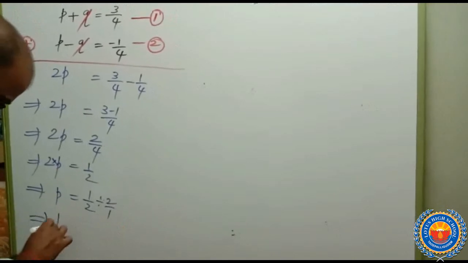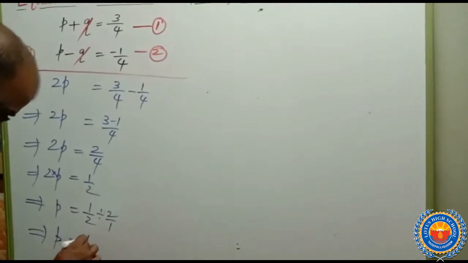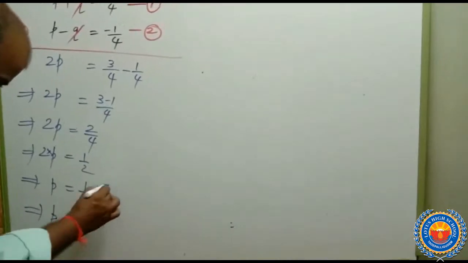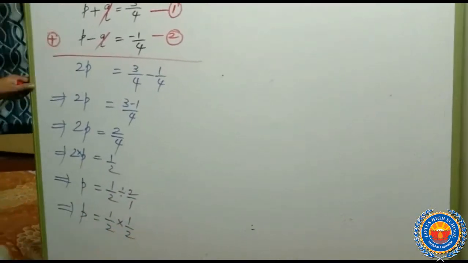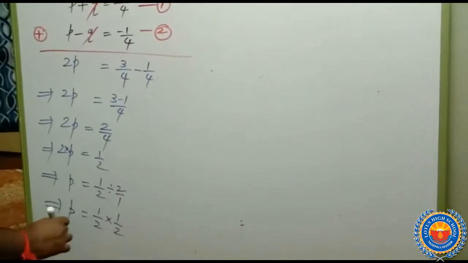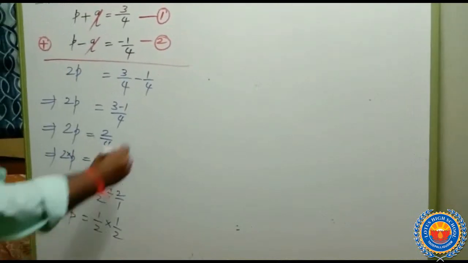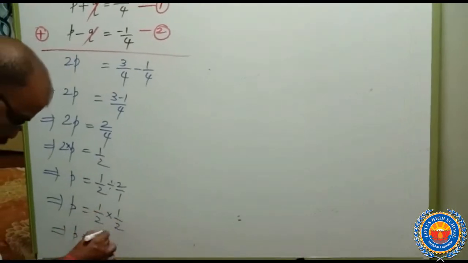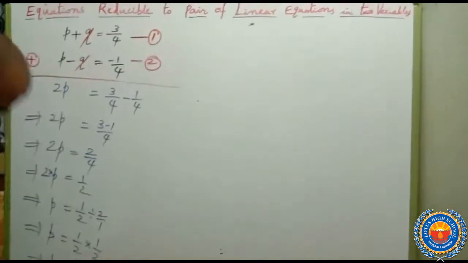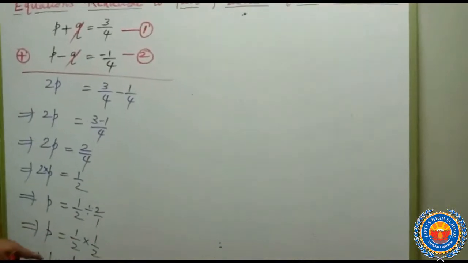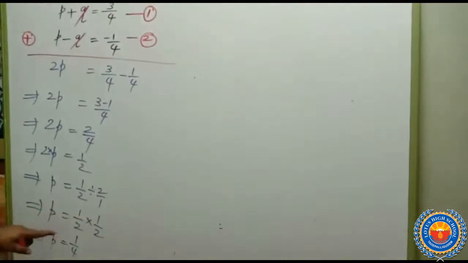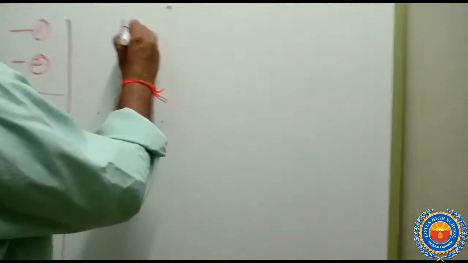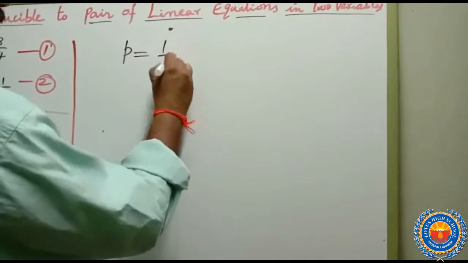That implies p is equal to 1 by 2 into the reciprocal, 1 by 2 into 2 by 1 reciprocal. Finally p is equal to 1 by 2 into 1 by 2. 1 into 1 is 1, 2 into 2 is 4. Okay, here I got p is equal to 1 by 4.